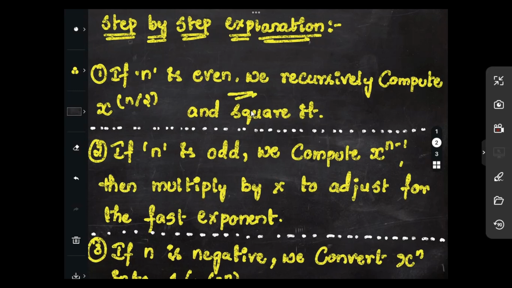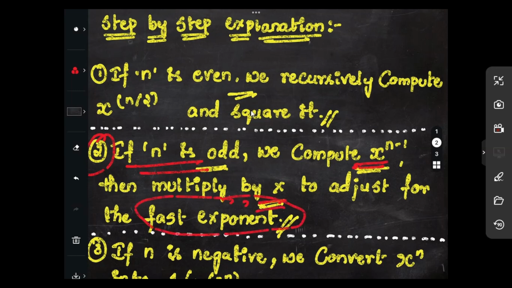So if n is even, we will recursively compute x to the power of n by 2 and square it. We saw this one. If n is odd, we compute x to the power of n minus 1, then multiply by x to adjust for the first exponent. Just keep this in mind. This is a very important step. So mainly, if n is odd, we will compute x to the power of n minus 1 and multiply by x to adjust for the first exponent. While writing the code, this will be handy. So just keep this in mind.